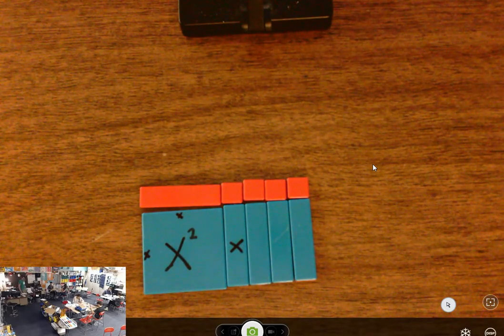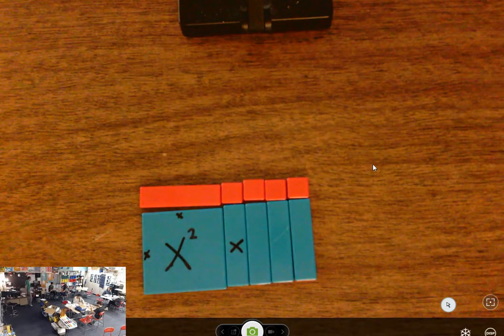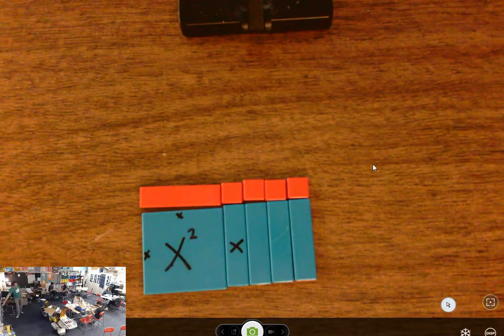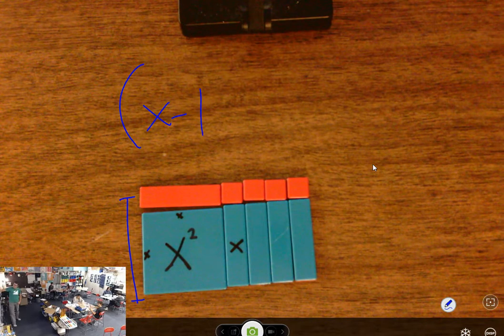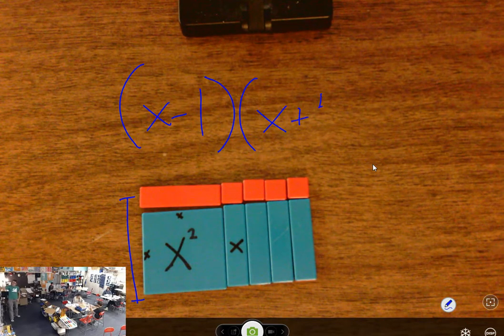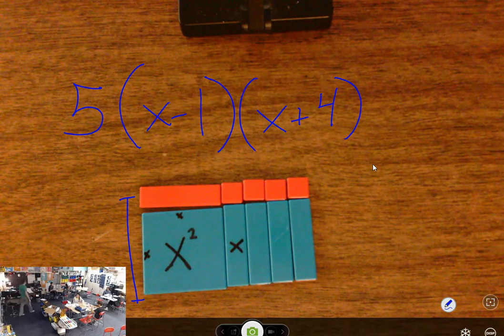How would I express what we just built? What is this dimension? x minus 1. This dimension? And we knew that this actually uses five sets of that. Wouldn't it be x plus 3 because one of them is negative?